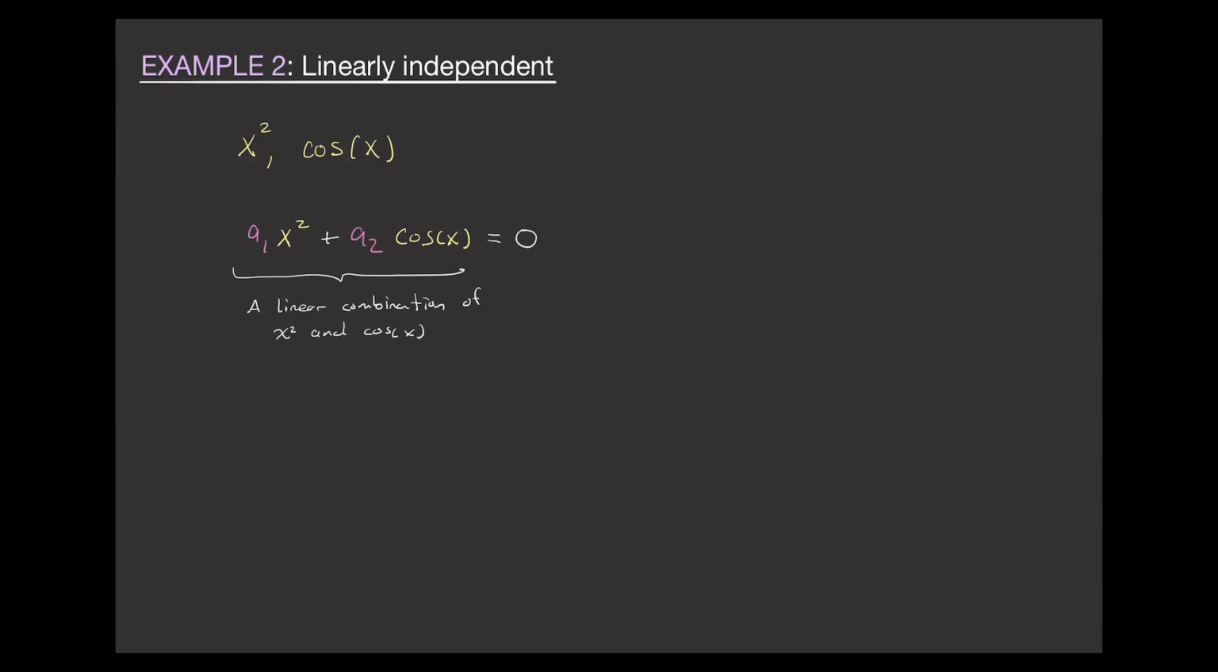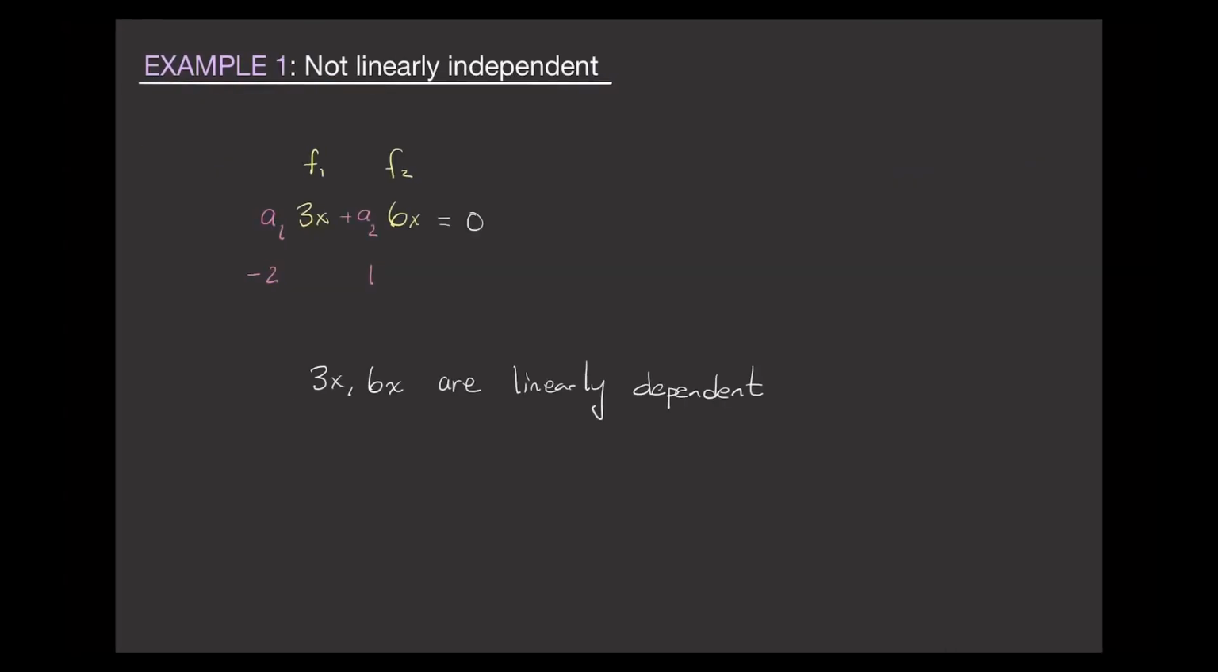We start with this, and what we want to show is that the only thing A1 and A2 could be is 0. If we can show that it's only possible for them to be 0, A1 has to be 0 and A2 has to be 0, then that will show that x squared and cosine of x are linearly independent. That did not happen in the previous one, which I'm going to flip back to, because we could come up with some A1, A2 that weren't all 0. Some of them could be 0, but it has to be that they're not all 0.